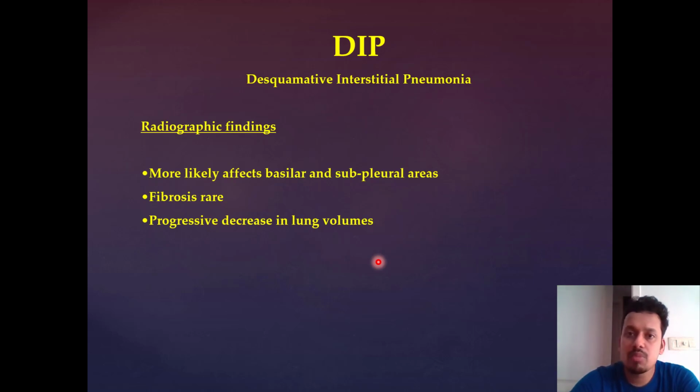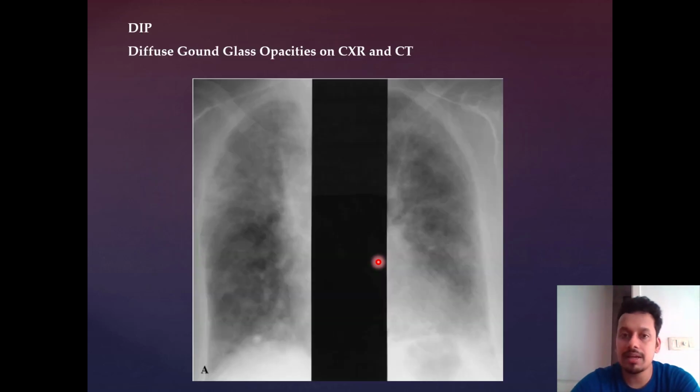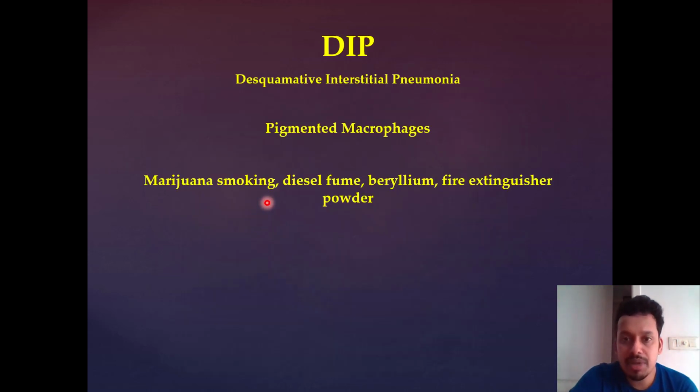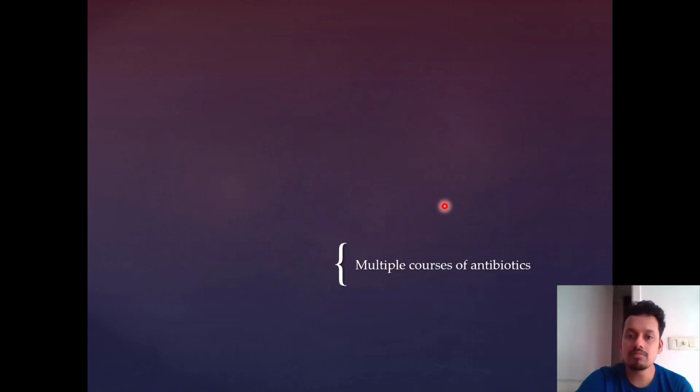Radiological findings, it is a more progressive or more severe form of RBILD. There are diffuse ground glass opacities on chest X-ray and CT. On CT also, in comparison to the previous disease, you can see that the disease is more extensive. The pathology is the same. You can see pigmented macrophages, and the other associations which are seen with desquamative interstitial pneumonia are marijuana smoking, diesel fume, beryllium, fire extinguisher powder.